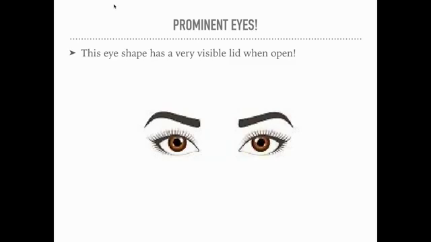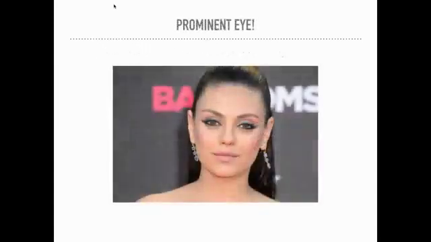So an example of prominent or protruding eyes is Mila Kunis. I've always said Kunis, it's Kunis. So she has prominent eyes. As you can tell, there's a lot of lid space. It's very visible. Her eyes, in a sense, stick out. Of course, here she has on bolder eyeshadow, which makes them stand out more. But the eye itself stands out. So those are prominent or protruding eyes. That is all the different types of eye shapes.